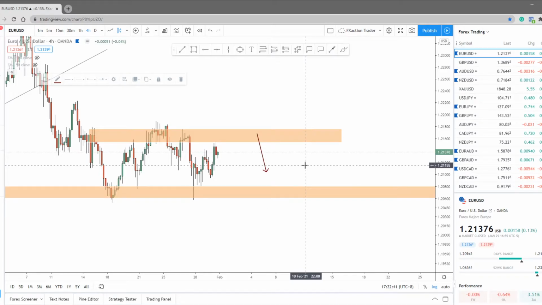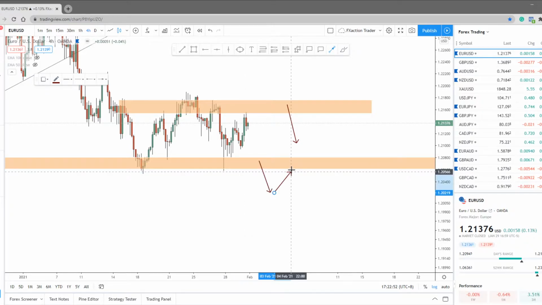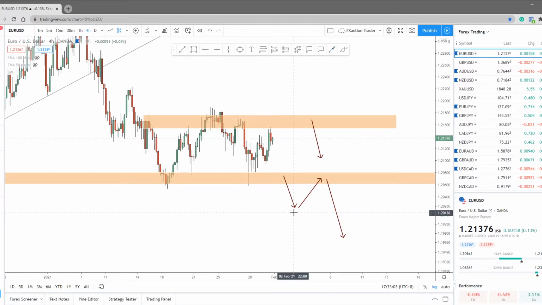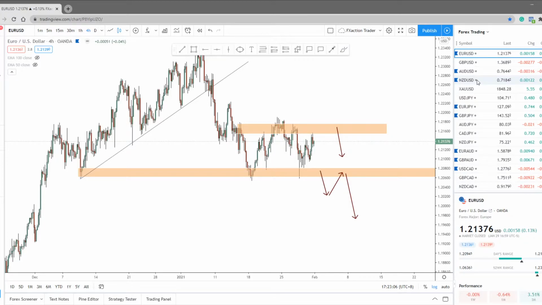Or if we are going to wait for more confirmation, we can always wait the break of this support level, and when price pull back to this new resistance level, which was previously the existing support level of the entire structure, we can again look for the short signal. So this is my view on euro dollar. So let's have a look on the Aussie dollar.